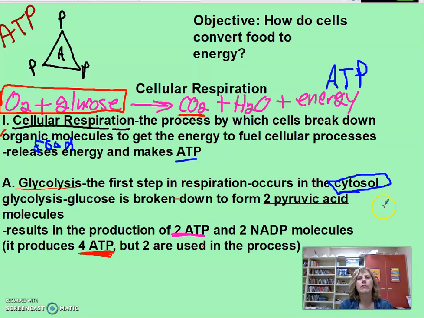Cytosol is just the gel-like fluid. So glycolysis happens in the cytosol. We split the glucose into a couple of pyruvic acid or pyruvate molecules, same thing. This results in the production of actually 4 ATP, but it uses a couple of them up. So we only have 2 net production of 2 ATP. We also get a couple of NADH molecules as well.